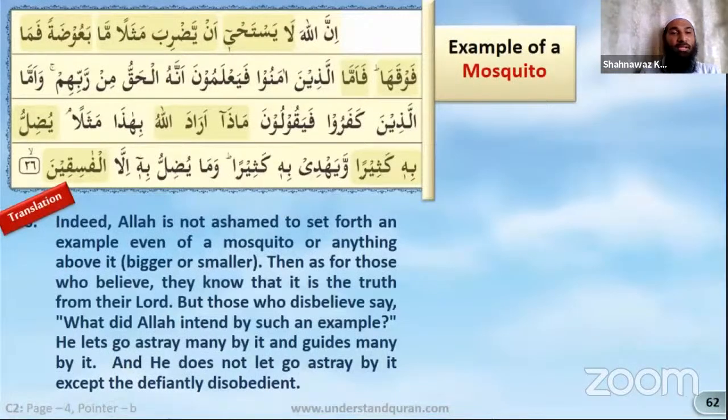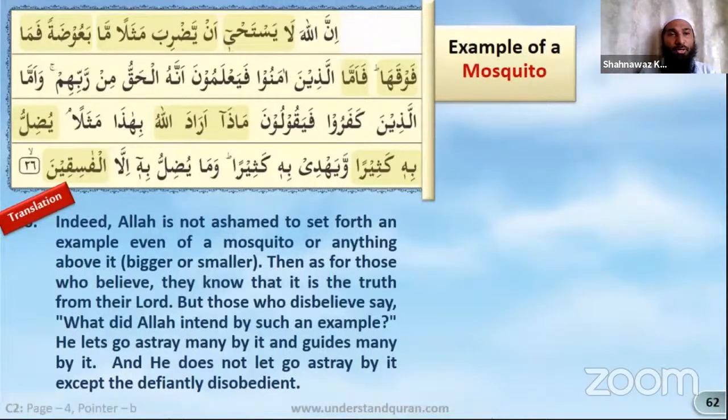So we'll take the full ayat meaning translation. Indeed, Allah is not ashamed to set forth an example even of a mosquito or anything above it. So here, above it would mean bigger than it or smaller than it. Then as for those who believe, they know that it is the truth from their Lord. But those who disbelieve say, what did Allah intend by such an example? He lets go astray many by it and guides many by it. May Allah Ta'ala make us from the people who are guided. And He does not let go astray by it except the definitely disobedient.